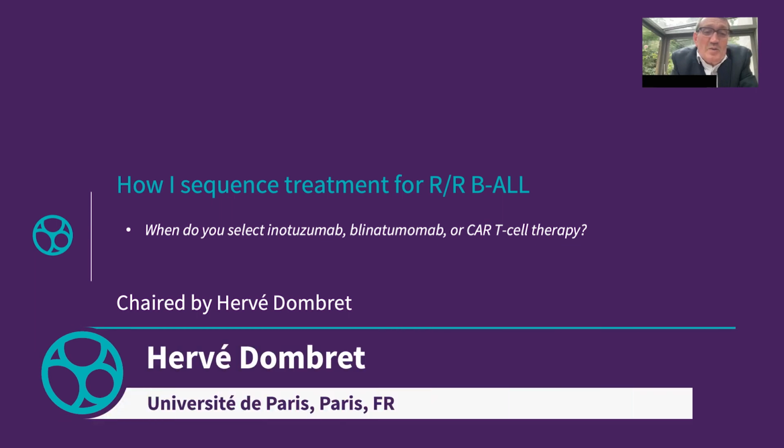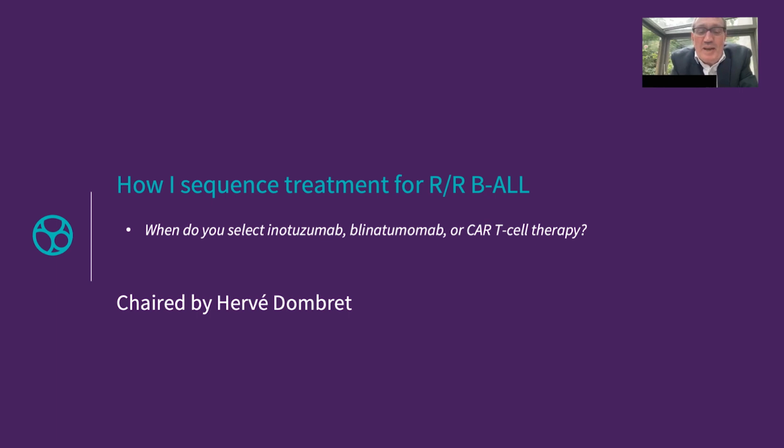When do you select inotuzumab, blinatumomab, or CAR T cell for a patient with relapsed refractory B-ALL? This kind of question is very frequently addressed currently during all the ALL meetings, because we do have several drugs recently approved to treat relapsed refractory patients. And obviously people are wondering which is the best, which drug should come first, and which after. So maybe I can just try to guide the discussion by asking some more specific questions.